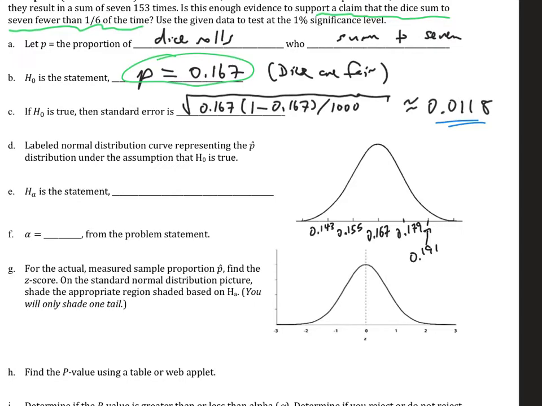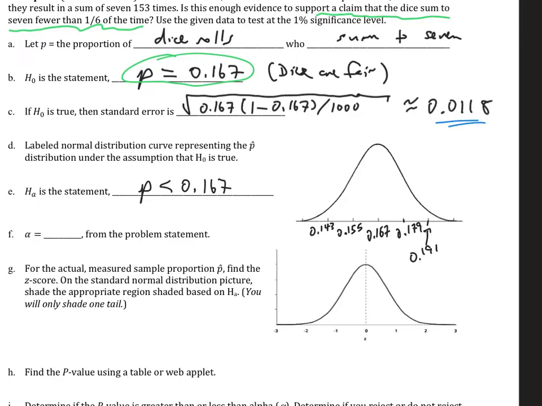The thing that makes this different from the other problems is that the HA here is not just that P is not equal to 0.167, but rather if we think the casino is cheating, then what we really believe is that we must have evidence that P is actually less than 0.167. And so that's our alternative hypothesis. Notice it still uses that 0.167. It's still an alternative to the null hypothesis. It's just a more specific alternative to the null hypothesis.